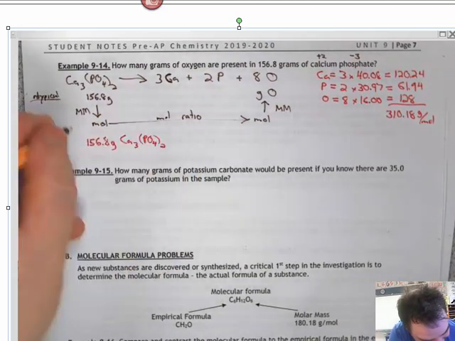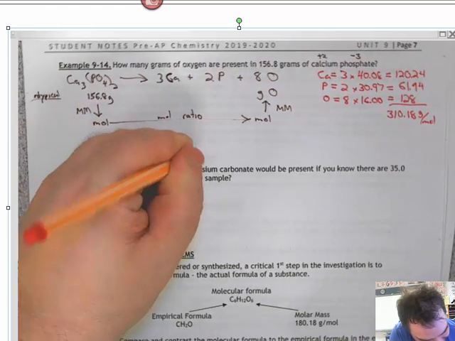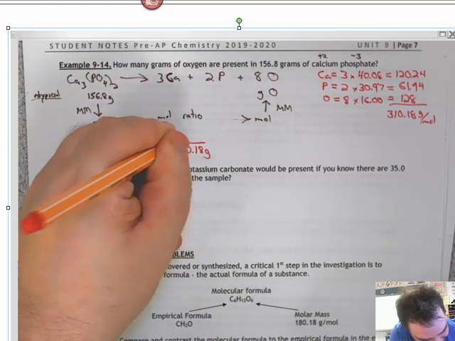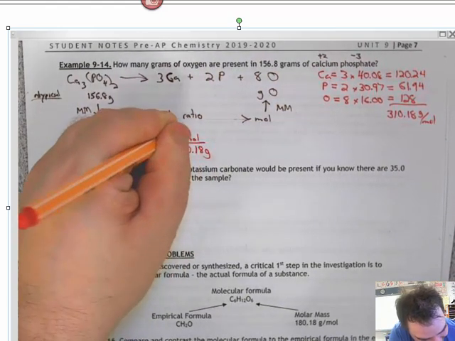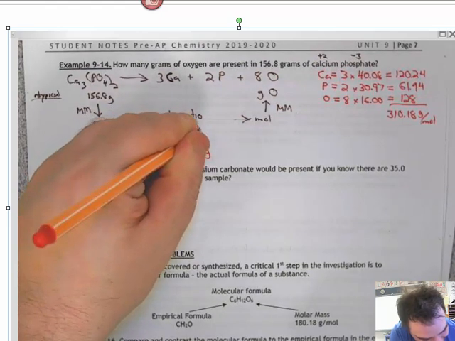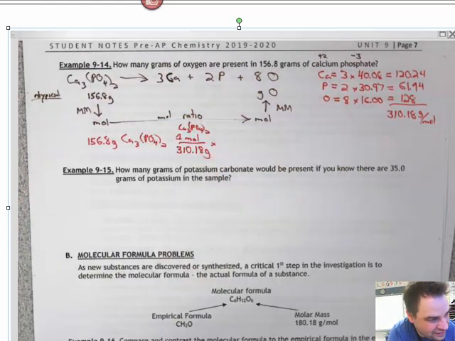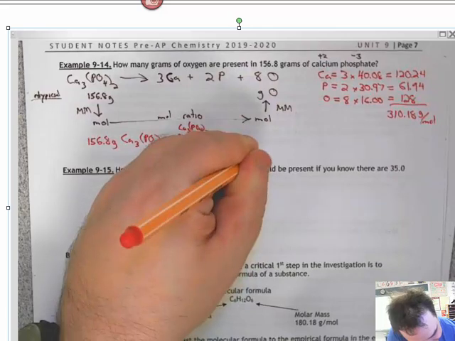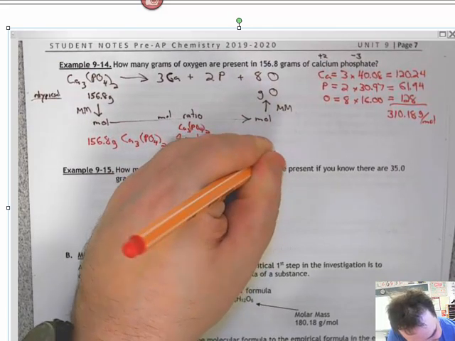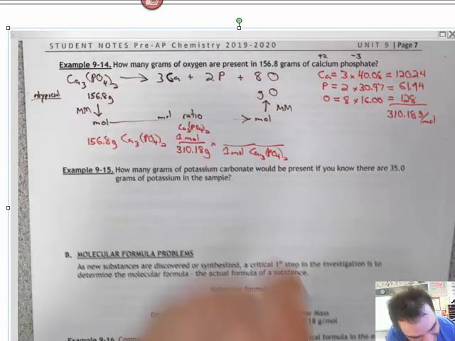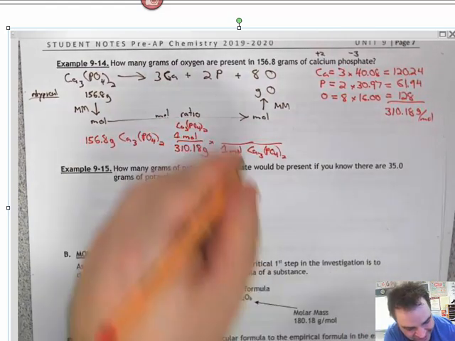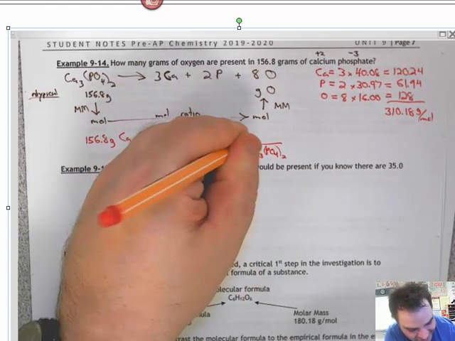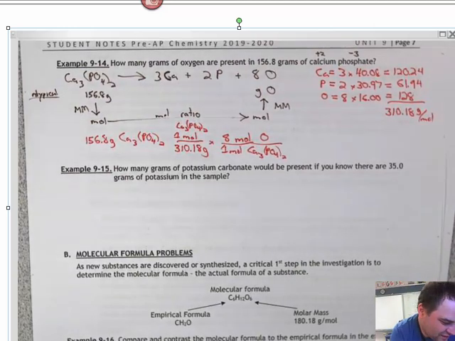So first step, we go to moles. 310.18 grams per 1 mole of calcium phosphate. Next step, we're going to do the mole to mole ratio. 1 mole of calcium phosphate to, I'm going to use 8 moles of O, since I broke them all apart into their individual atoms here.